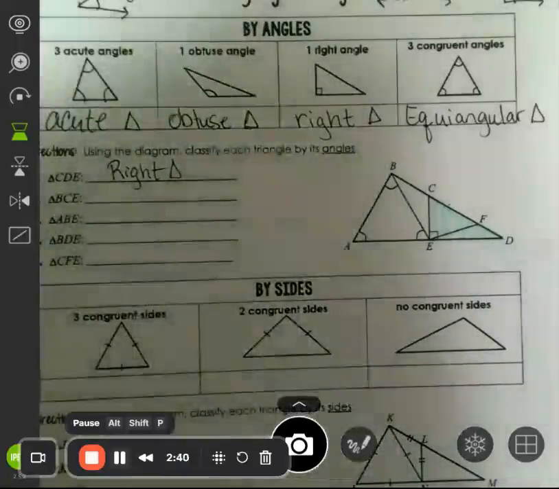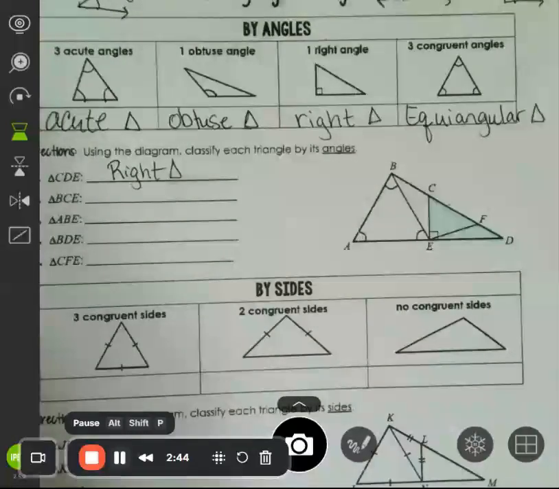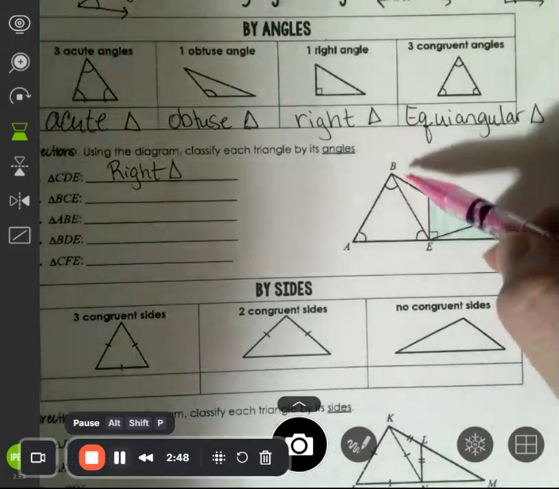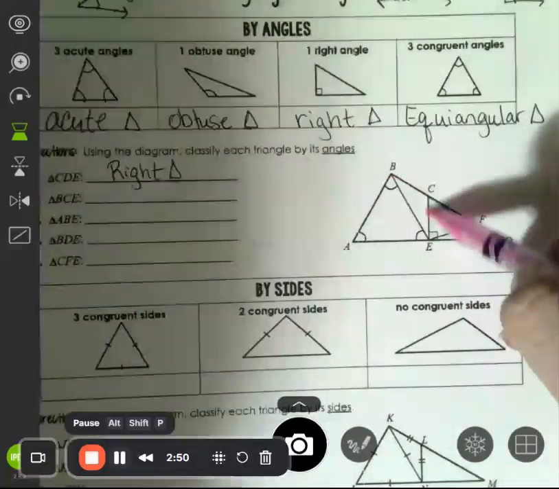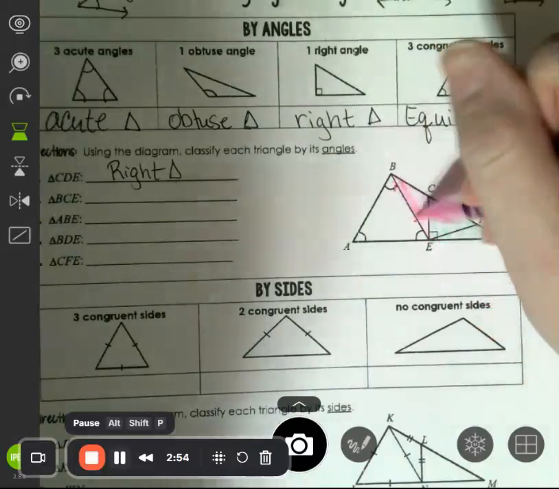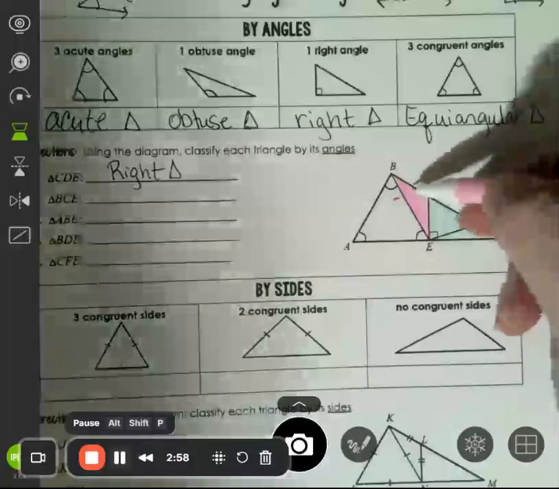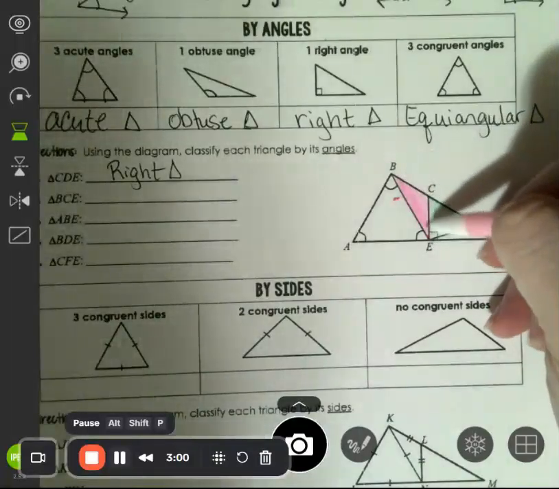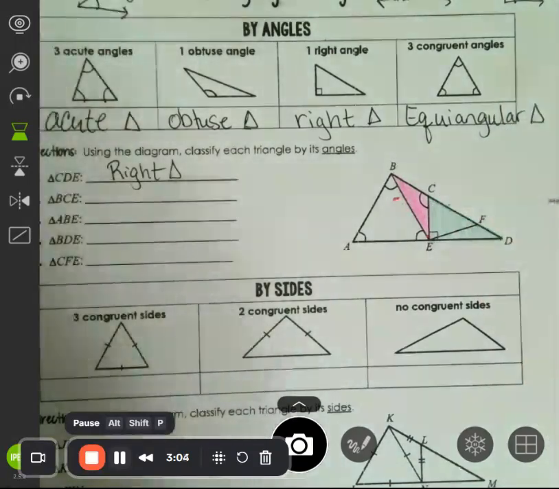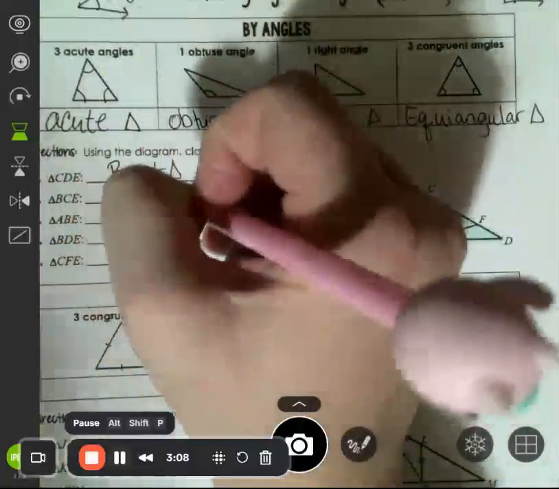Next, we have triangle BCE. Just like our angles, I'm going to use that to trace here. So I see B over to C down to E would be this triangle here in the center. And I don't see any notations for right angle, but I do see this obtuse angle. So that means this is an obtuse triangle.